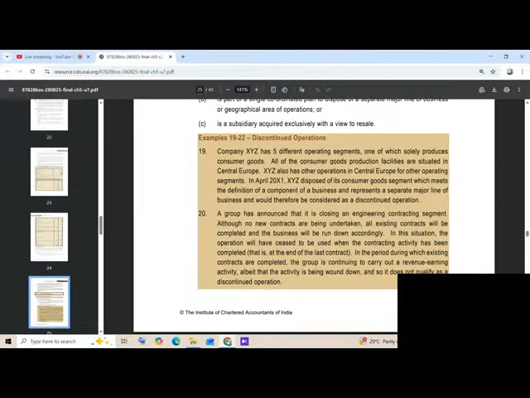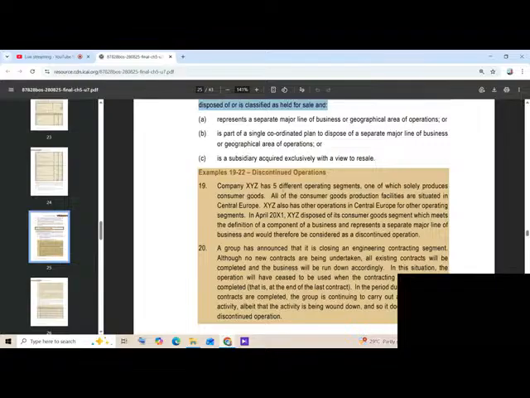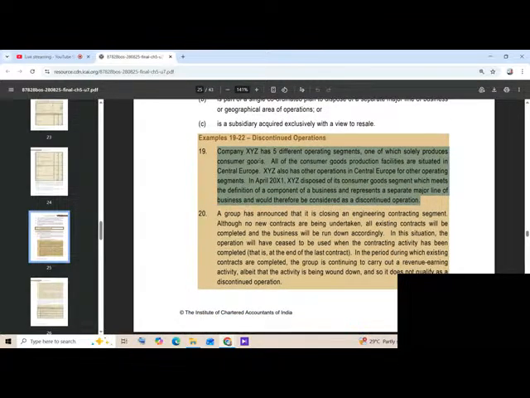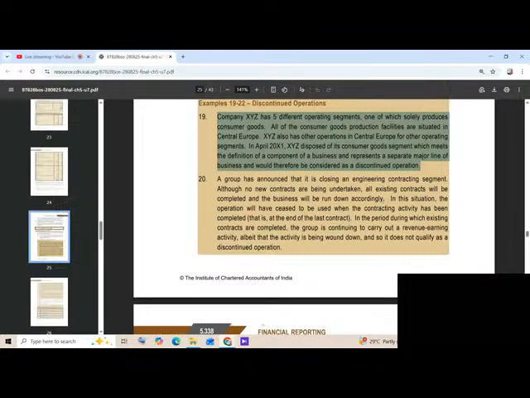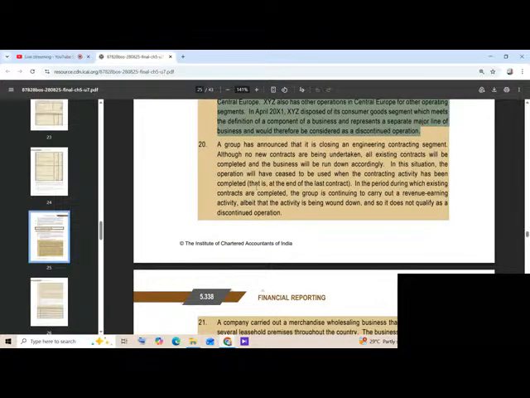Discontinued operations, examples 19 to 22. Example 19. Company XYZ has five different operating segments, one of which solely produces consumer goods. All of the consumer goods production facilities are situated in Central Europe. XYZ also has other operations in Central Europe for other operating segments. In April 2001, XYZ disposed of its consumer goods segment, which meets the definition of a component of a business and represents a separate major line of business and would therefore be classified as a discontinued operation.